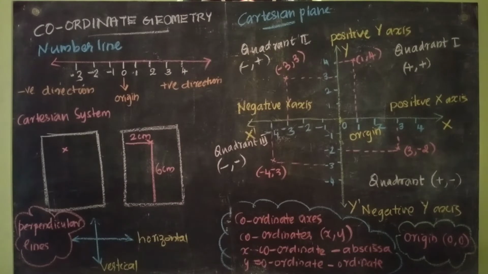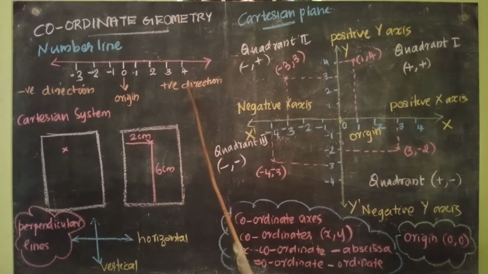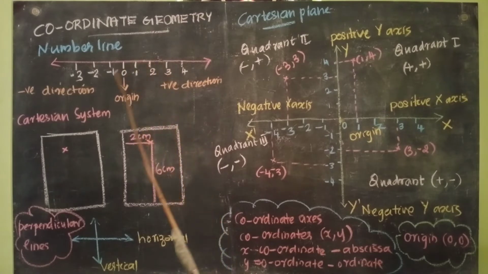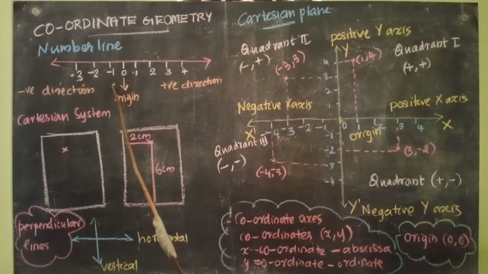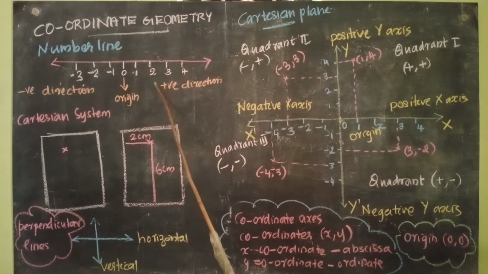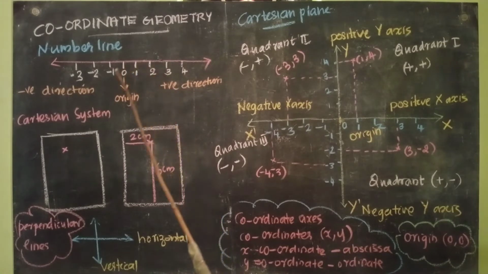In this video, we are going to discuss the topic coordinate geometry. In the lower classes, you have studied number line and you know how to locate the numbers on the number line. The number 0 on the number line is known as origin. The right side of 0 is the positive direction. There we are marking positive numbers. Left side of 0 is the negative direction. There we are marking negative numbers. And you know how to mark rational numbers, natural numbers, whole numbers, integers and even irrationals on the number line.